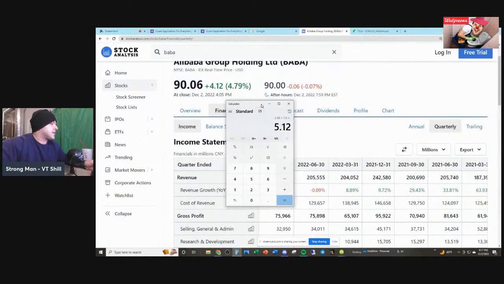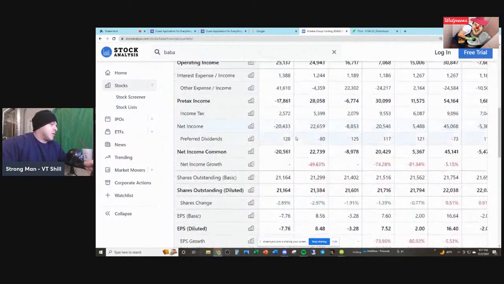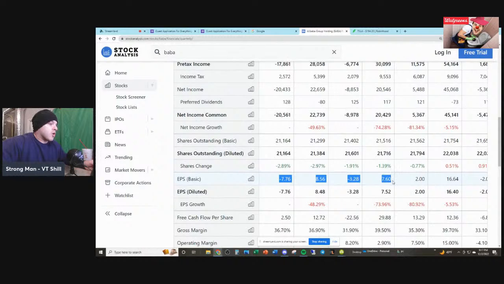And the stock price is $90. So you take 90 divided by 5.12, and according to this, the PE ratio is 17. I have no idea why. But the trailing earnings are so low. Oh, it's in Chinese currency. Duh. Yeah, that's why. It's in Chinese currency. I hate that. We would probably have to adapt that.